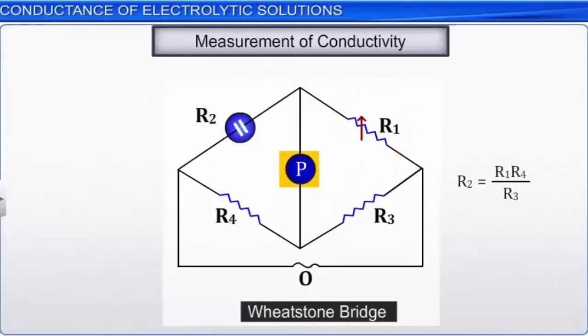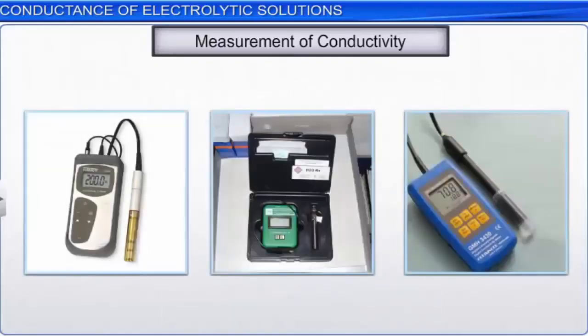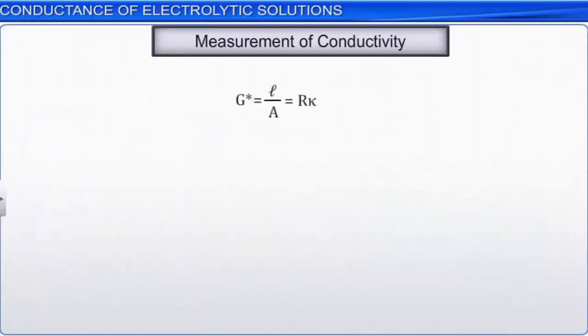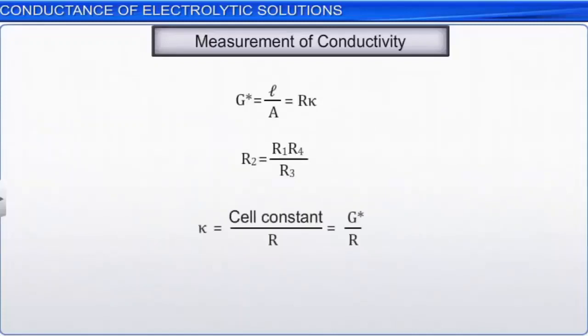Inexpensive conductivity meters are commercially available and can also be used to measure the conductance or resistance of the solution in a cell. Once the cell constant and solution resistance are known, we can calculate the conductivity of the solution by dividing the cell constant by the resistance.